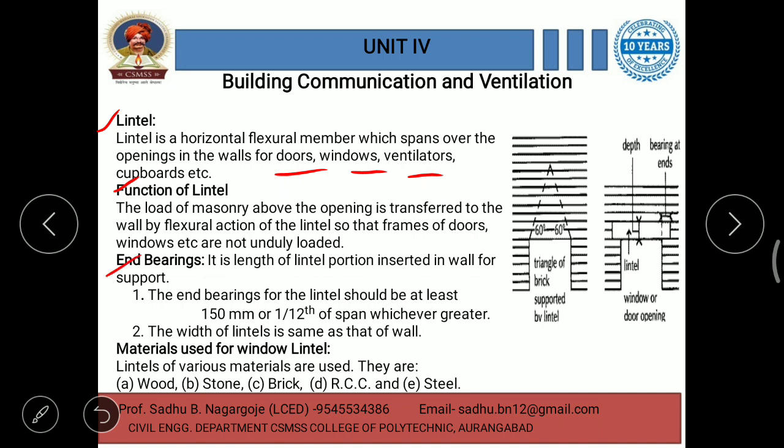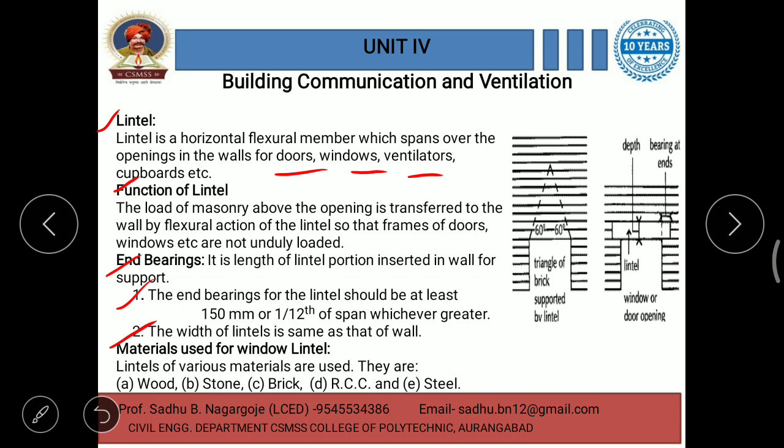Okay, end bearing is the length of lintel portion inserted in the wall for the support. The end bearings for the lintel should be at least 150 mm or 1/12 of span, whichever is greater. Okay, the width of lintel is same as that of wall. These are some conditions.